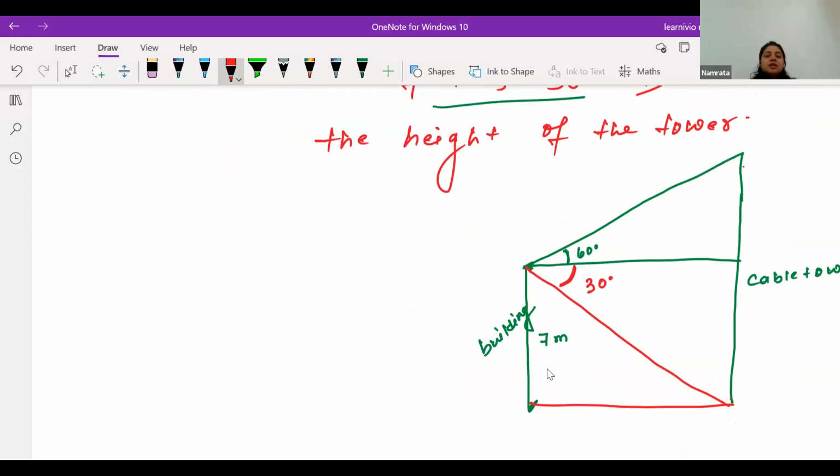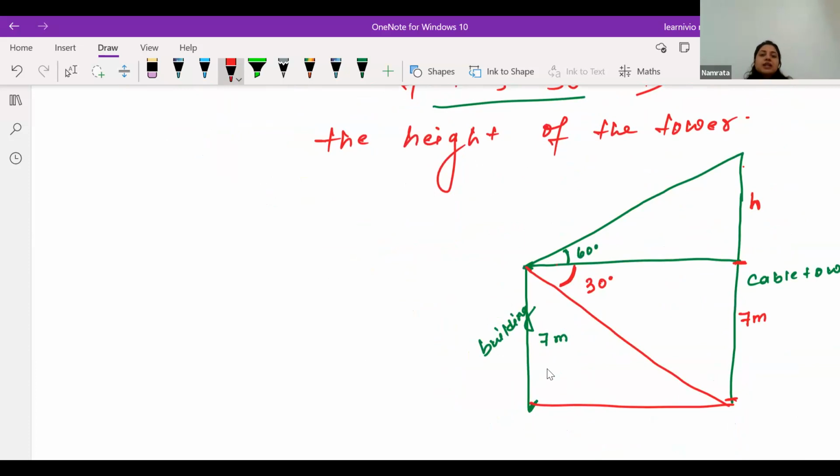The height of the building is 7 meters, so we can say this much height will be 7 meters only, and the remaining height will be h. This is the overall information we have in hand. We have to find the height of the tower. That means we will be finding h, and then h plus 7 in total.